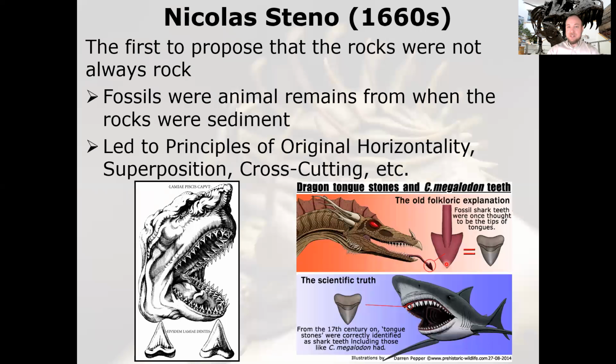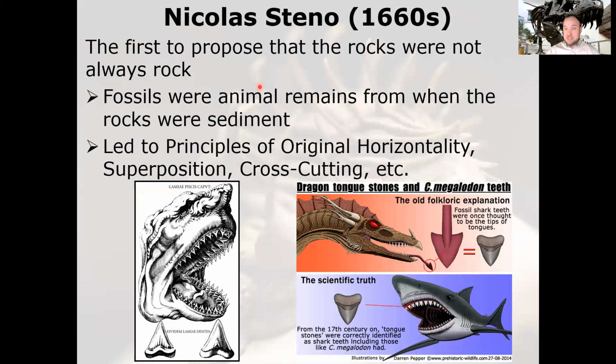It wasn't until Nicolas Steno in the 1660s, again, Steno is one of the people that really drove home those principles that we talked about last time, the superposition, cross-cutting, inclusions. But he was also the first to propose that the rocks were not always rock. The sedimentary rocks that make up the fossil record, those pages of geologic time that if we know what we're looking for, we can read them and reconstruct the story.